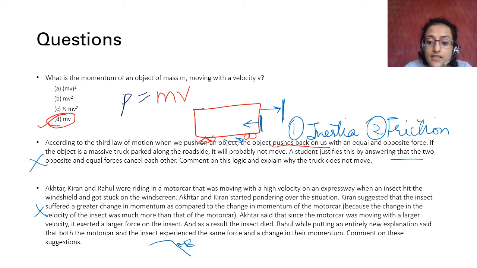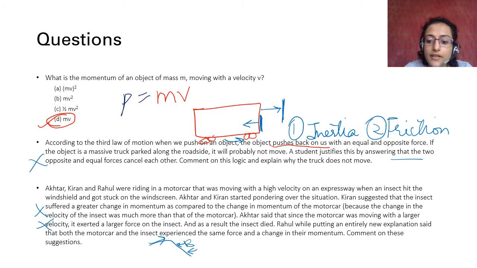Akhtar said that since the motor car was moving with a higher velocity, it exerted a larger force on the insect. And as a result, the insect died. That's exactly what I said. The force exerted by the insect on the car was equal to the force exerted by the car on the insect. It doesn't matter what the velocity or the mass is, the forces exerted are the same, but the effect can be different. So ये अख्तर का भी गलत है, अख्तर भी गलत बोला.